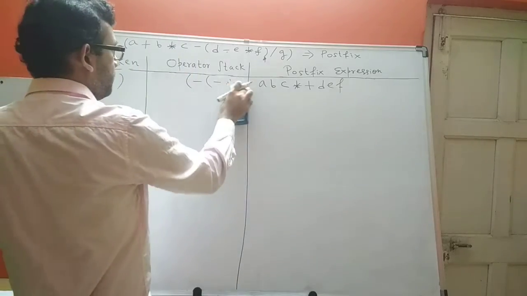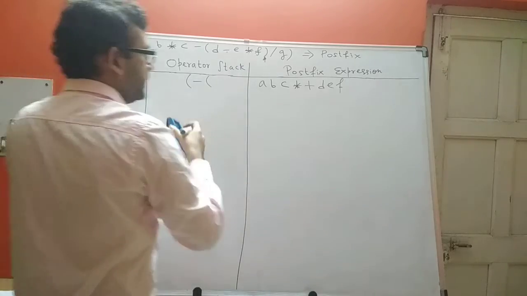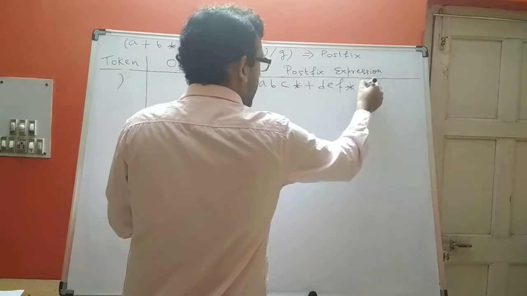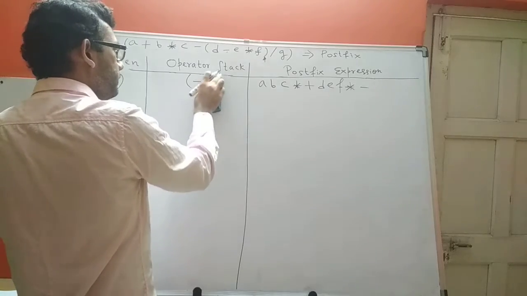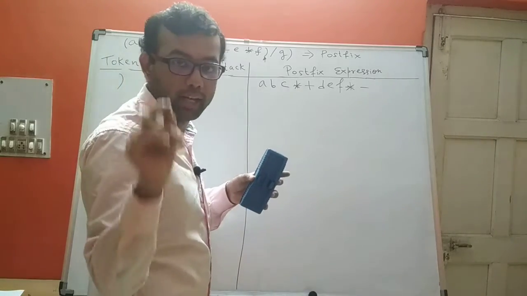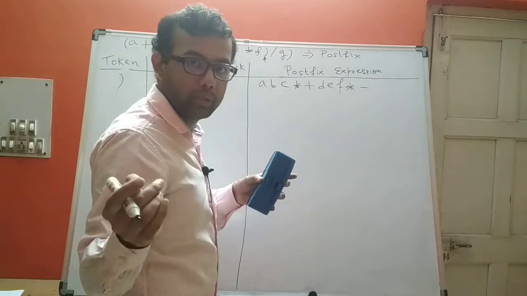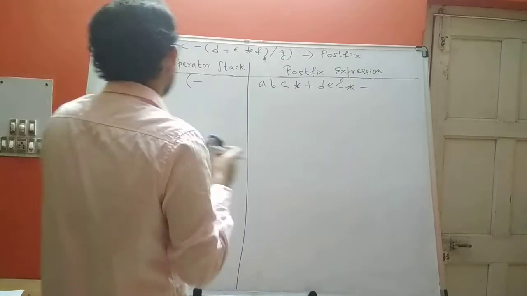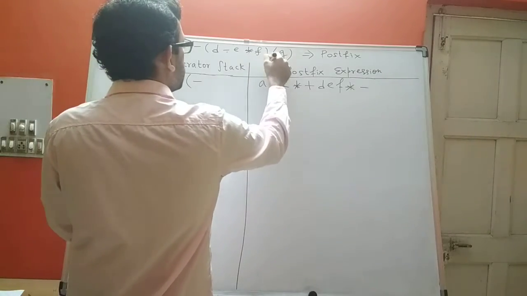So I'll pop star and I'll pop minus as well. So I'll pop star and I'll add it. I'll add minus. The moment I encounter an opening parentheses, I will pop it from the stack, but I'll not add it to the output, and I'll stop the pop operation. Whenever I encounter an opening parentheses, I will stop the pop operation, pop the opening parentheses, but not add it to my output.